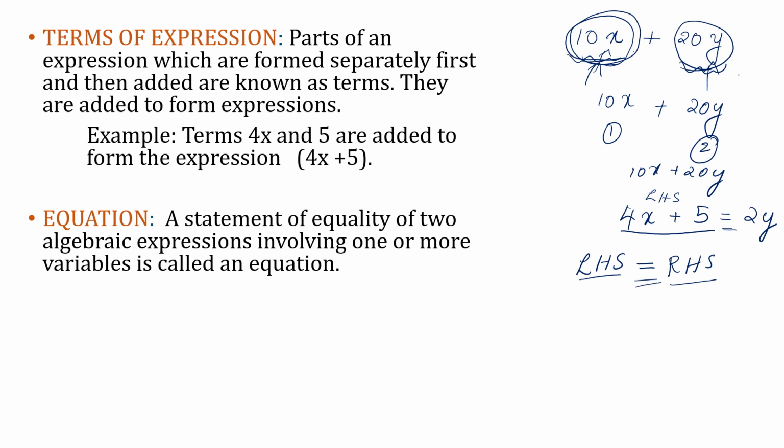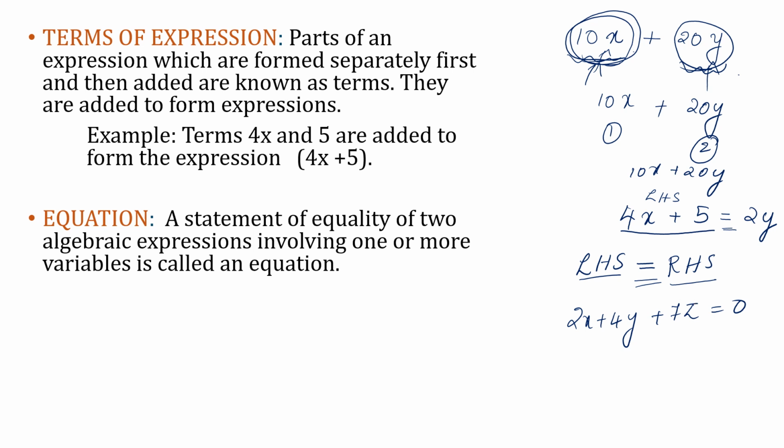So an equation is a statement of equality of two algebraic expressions. Here the first algebraic expression is 4x plus 5, the second one is 2y, and there is a statement of equality, so we have an equal sign. A statement of equality of two algebraic expressions involving one or more variables is called an equation. This can be one variable, two variables or three variables, or more. For example, 2x plus 4y plus 7z equal to 0 is also an equation.